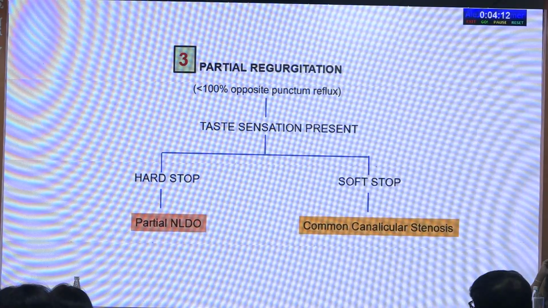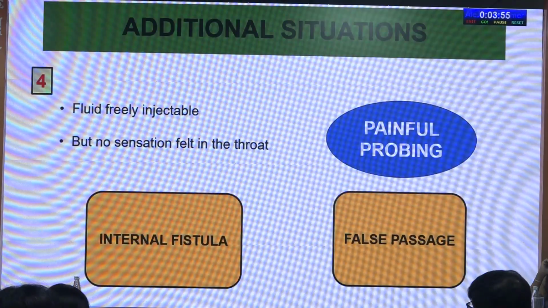Now coming to the third situation, which is almost similar to the previous one. Here the only difference is that it is less than 100% regurgitation. That means here the block is partial. Rest all the conditions are similar to the previous situation. Now coming to the fourth situation, like fluid is freely injectable. Here there is no sensation felt in the throat, but the probing is painful. It can be a case of internal fistula or false passage.